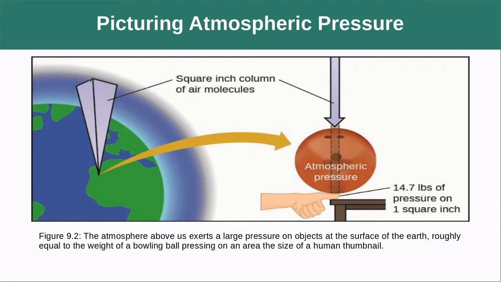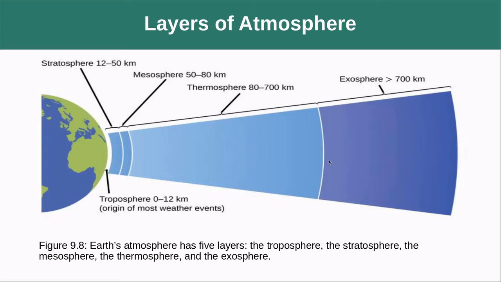The pressure of the atmosphere is pushing down on a single point, and that point could be measured to be 14.7 pounds on any square inch. So the atmosphere is always pushing down on you. As we move up the atmosphere, you're going to have lower and lower pressure until eventually you get up to the exosphere, where the atmosphere is very, very thin on the edge of space.